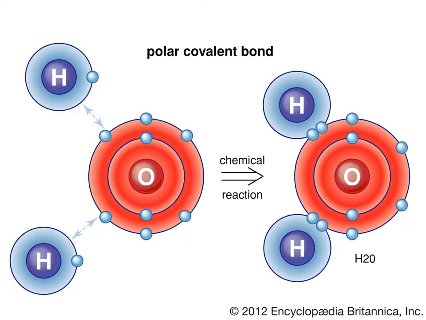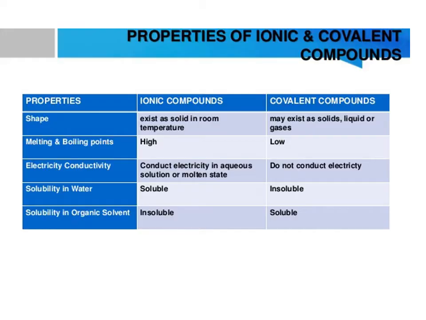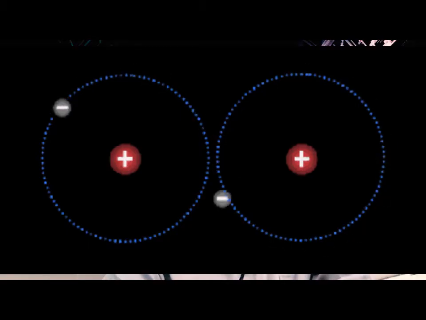Now, this is not going to be as strong a bond as the ionic bond is. They can be solids, liquids, or gases, but they have a low melting and boiling point. And they do not conduct electricity all that well. They are not terribly soluble in water, but they would be soluble in oils. Here you can see the different electrons sort of just being passed back and forth.